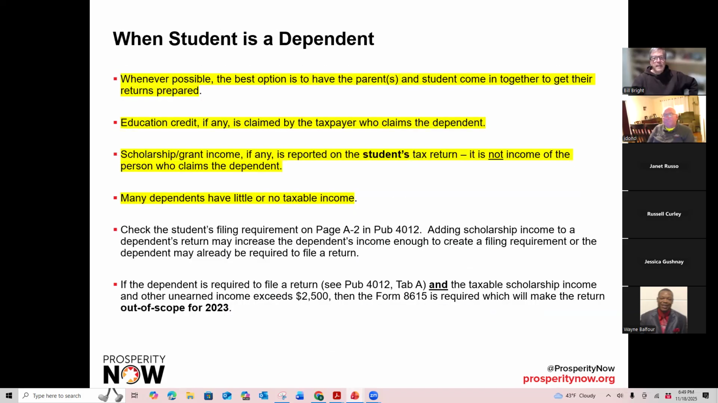So when the student is dependent, and he almost always is, whenever possible the best option is the parents and the student coming together to get their tax returns prepared. Again, the credit, if any, is claimed by the taxpayer who claims the dependent. Any grant income reported on the student's tax return is not income of the person who claims the dependent. And in that situation, if it's only $3,000 or $4,000, and he didn't work a summertime job or whatever, it's going to be very little, maybe zero tax owed.